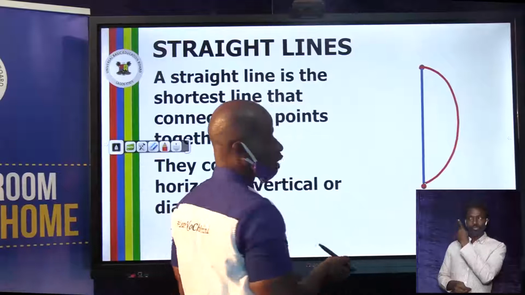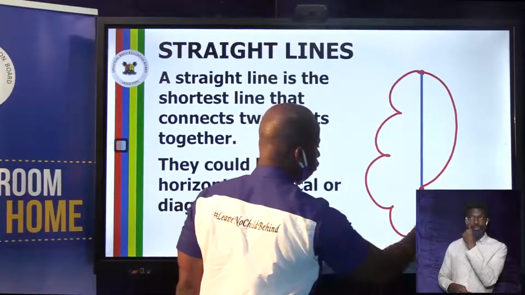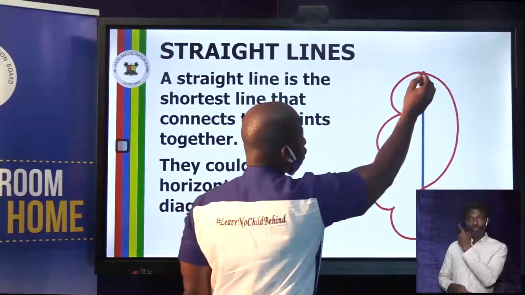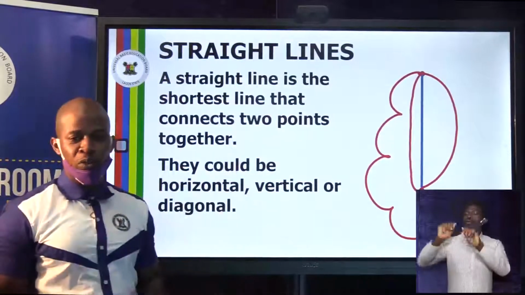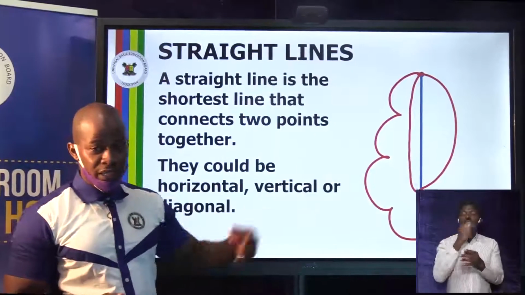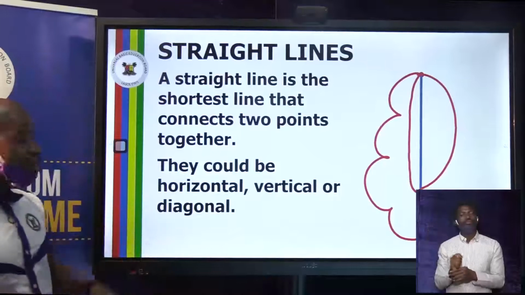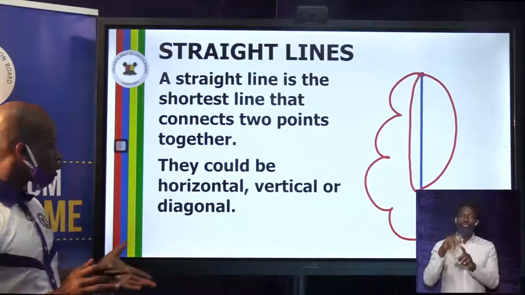Okay, this is one line joining the 2 points. This is another one joining the 2 points. This is another one joining the 2 points. But by the time you draw all possible lines, you will discover that the shortest of them will be the straight line. And that's why we say that a straight line is the shortest line that joins 2 points together.